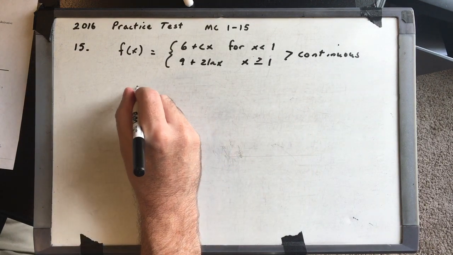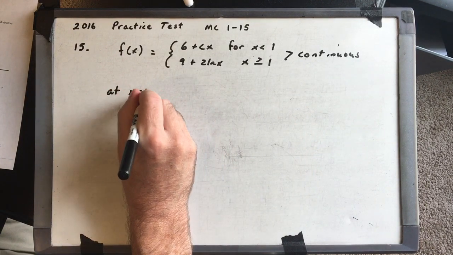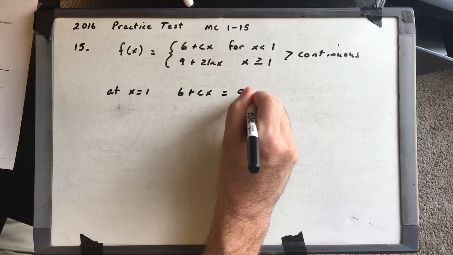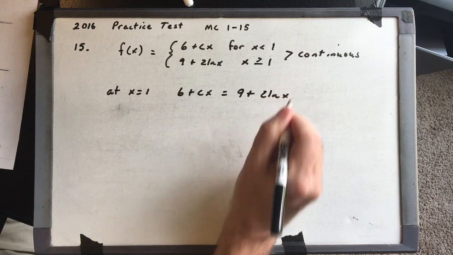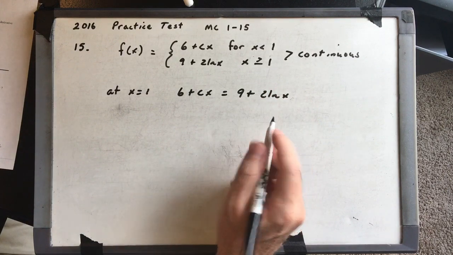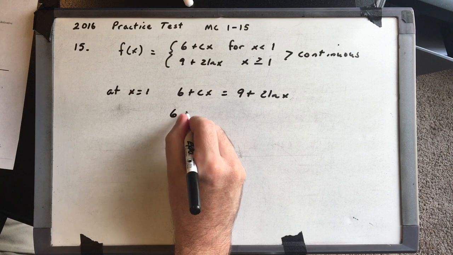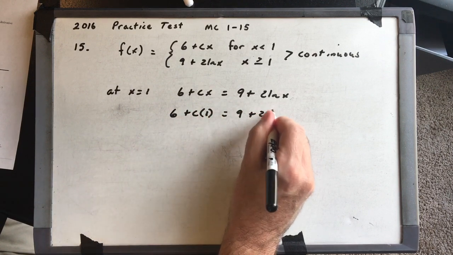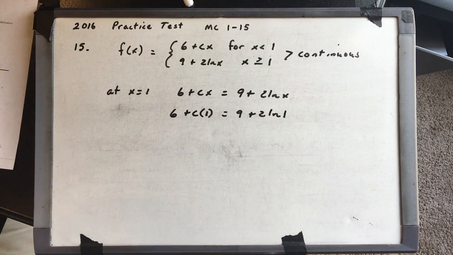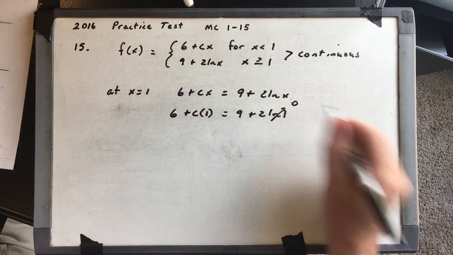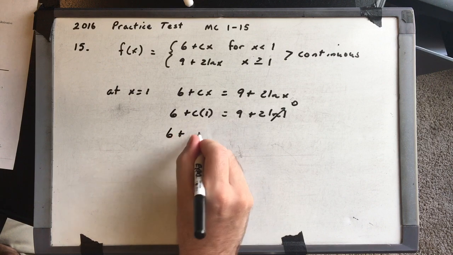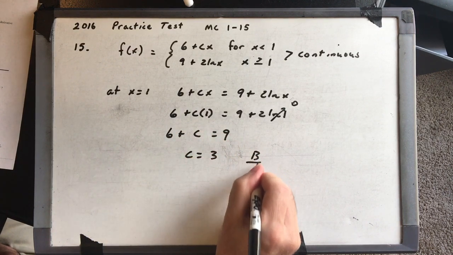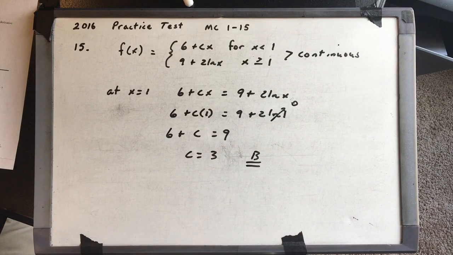So you know that at x equals 1, 6 plus cx has to equal 9 plus 2 natural log of x because it's continuous. So let's plug in 1. 6 plus c times 1 is equal to 9 plus 2 times the natural log of 1. What's the natural log of 1? That is 0. So we'd have 6 plus c is equal to 9. C is equal to 3. That is option B.